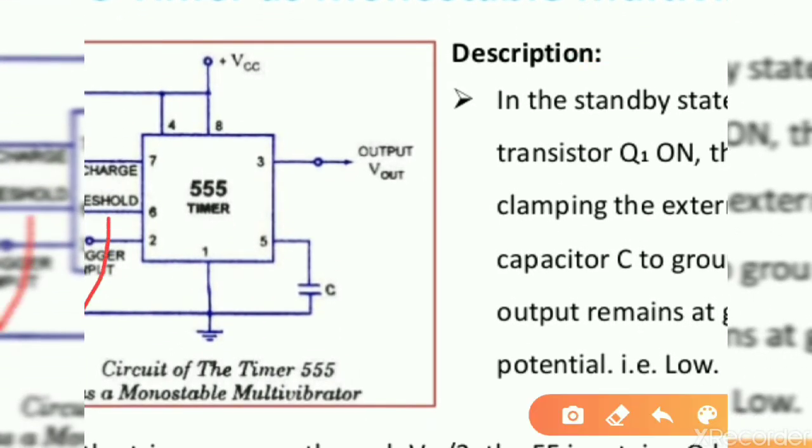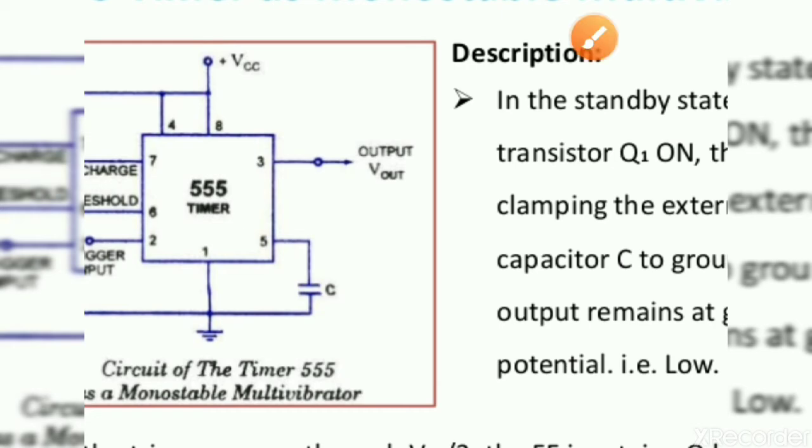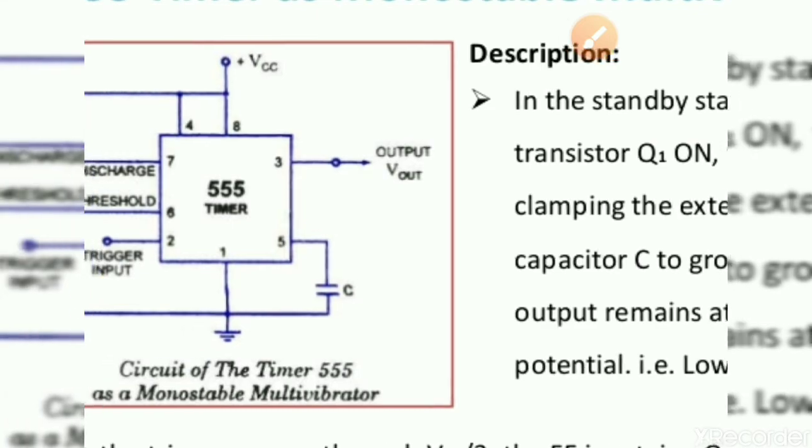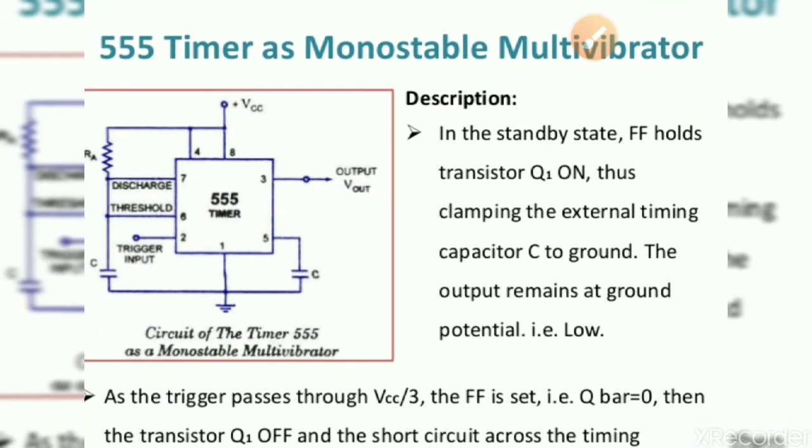So one resistance is connected here, and two resistances are also connected in some of the cases. That is in case of the astable multivibrators, where we have two resistances. Here is a monostable, with only one stable state, so that is why it is called monostable, and only one resistance is connected. So what exactly is it, we'll discuss it.